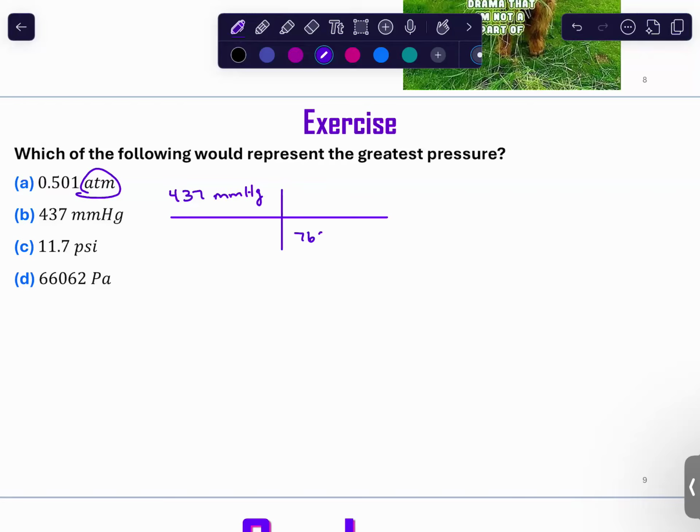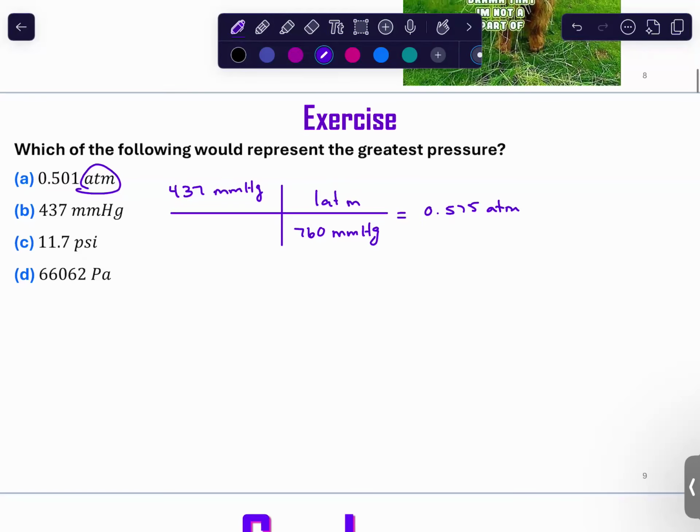Well, I know that there's 760 of those per atmosphere. That's going to give me about 0.575 atmospheres. So if I'm just looking at A and B, I now know it's no longer A. Okay, well, let's look at the next one.